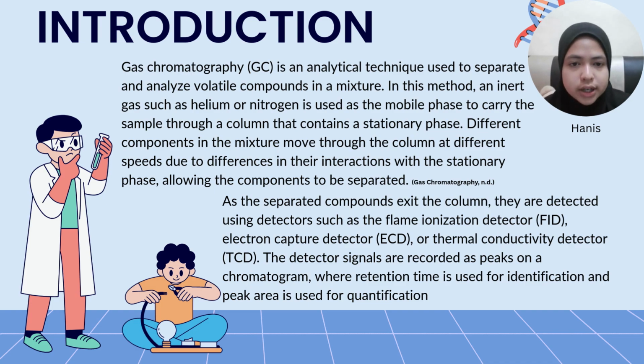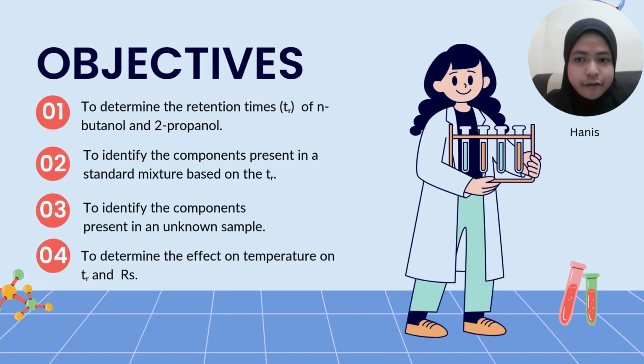As the separated components exit the column, they are detected using detectors such as flame ionization detector (FID), electron capture detector (ECD), or thermal conductivity detector (TCD). The detector signals are recorded as peaks on a chromatogram, where retention time is used for identification and peak area is used for quantification.